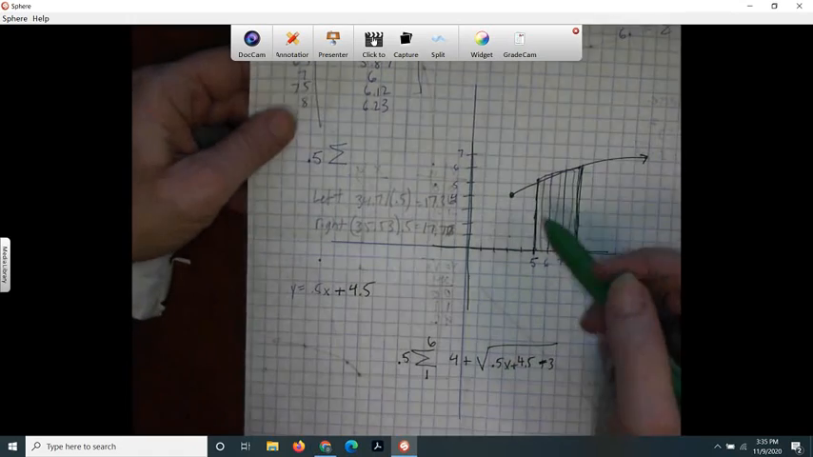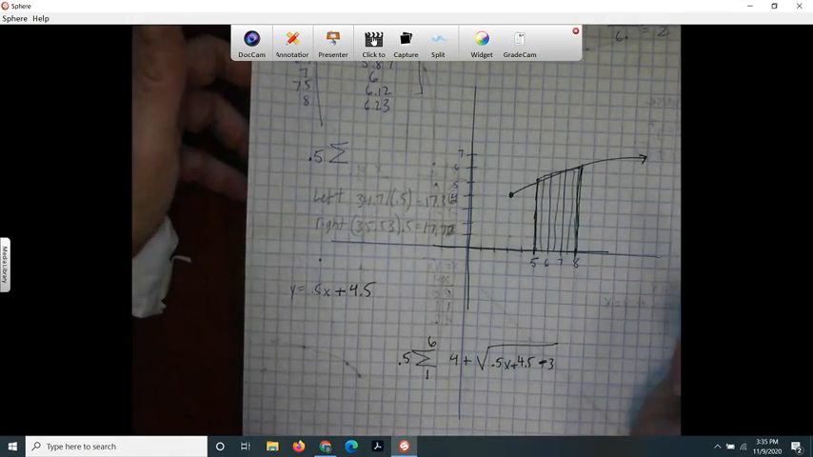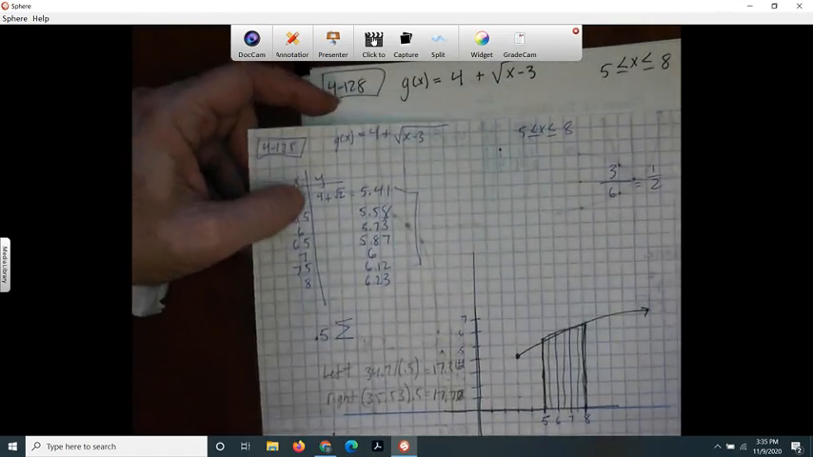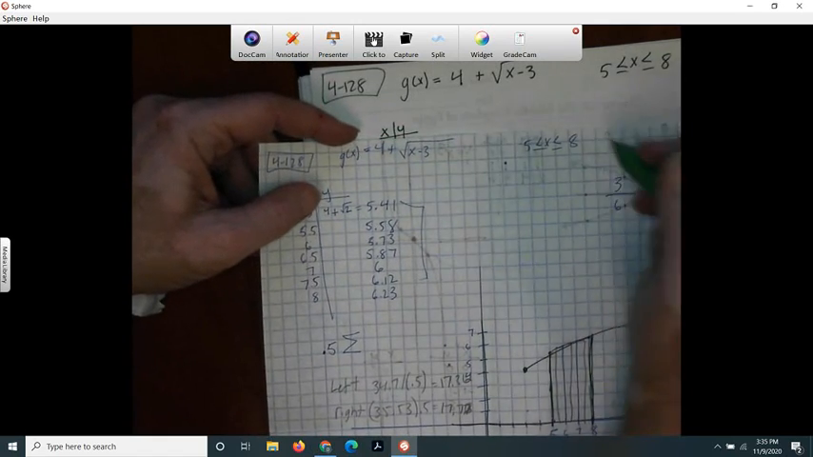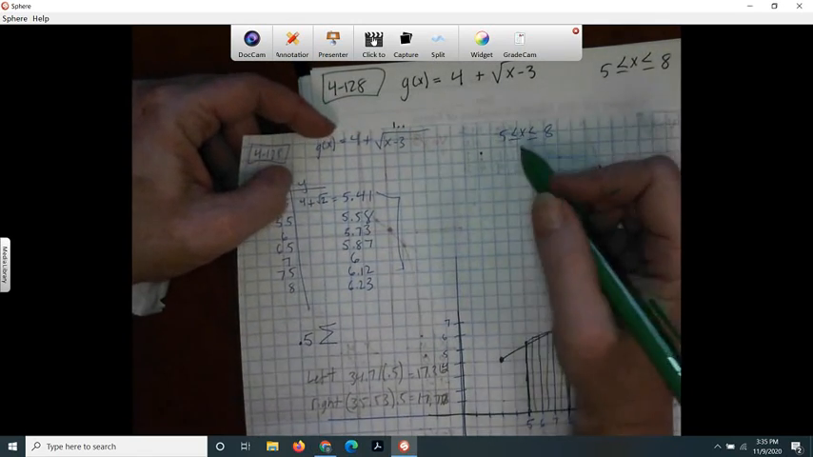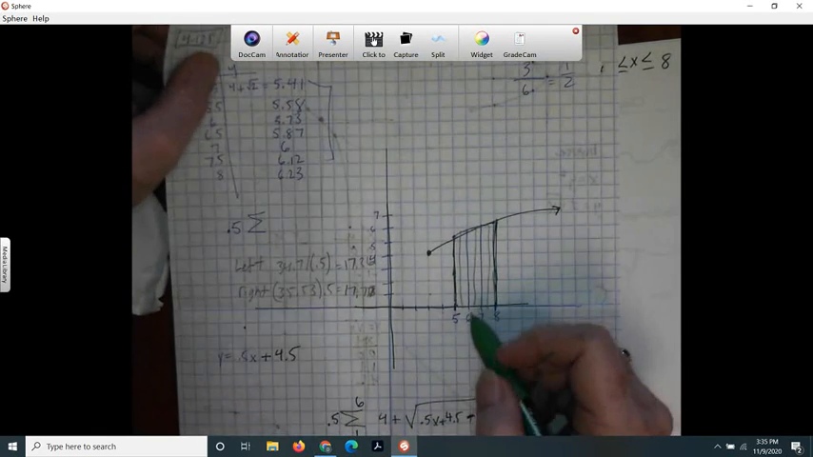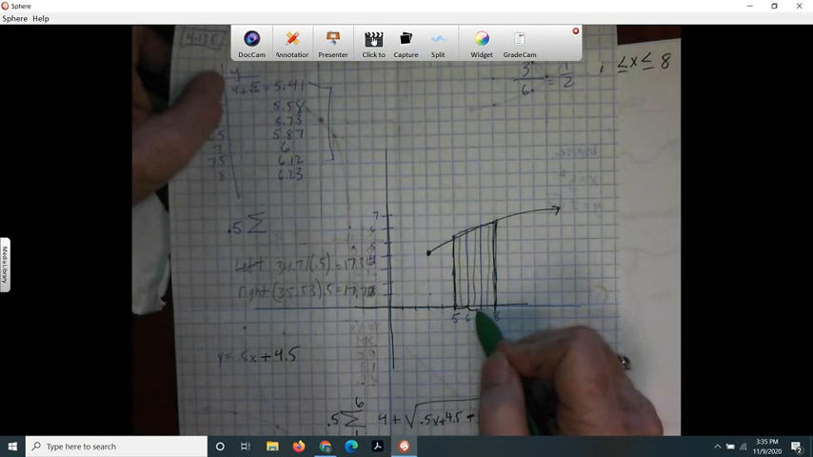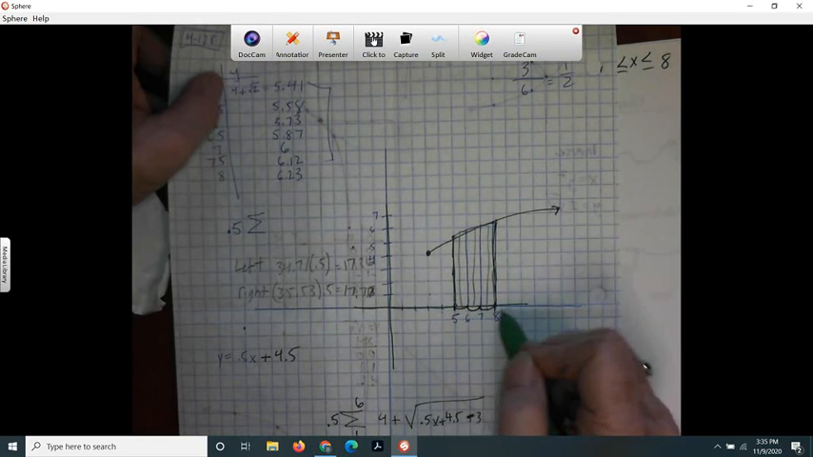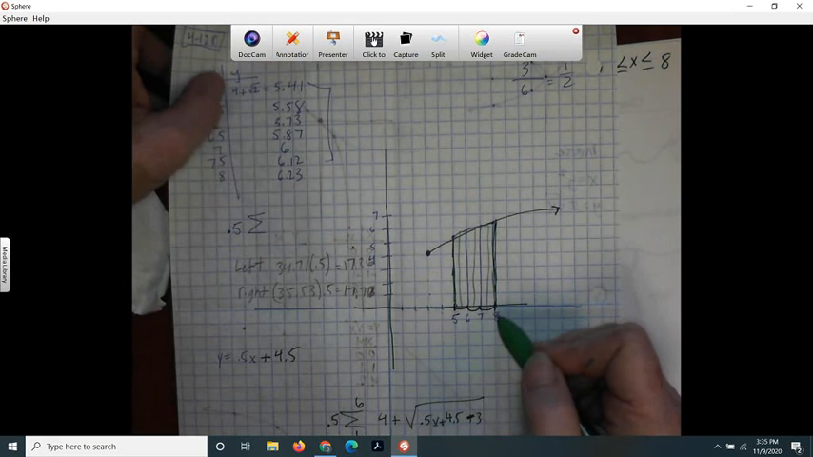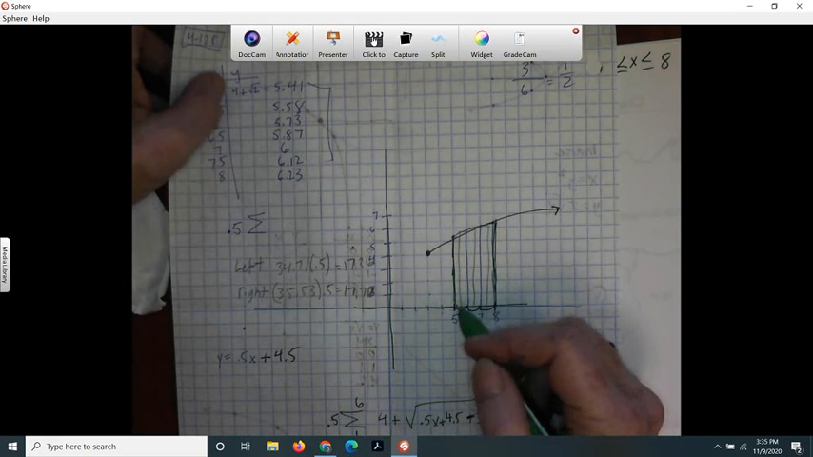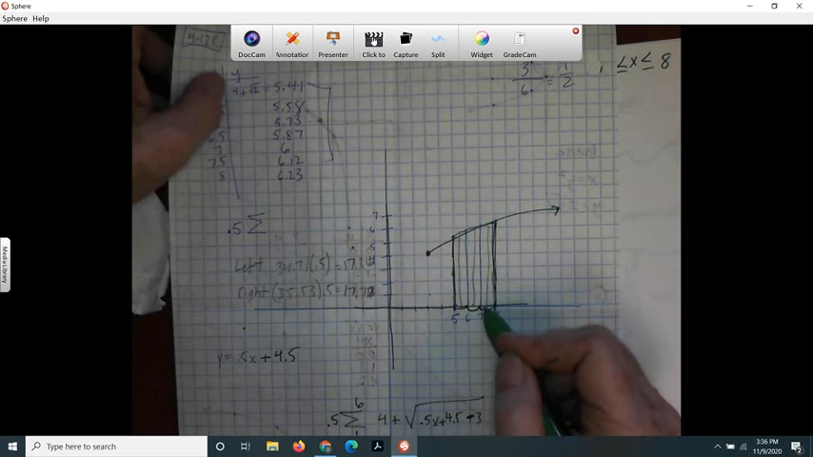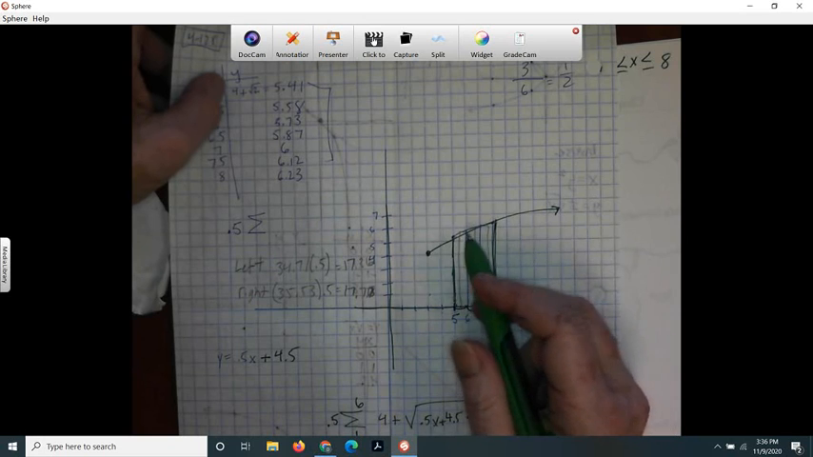So remember, how many rectangles do we need? 6, right? They told me I need 6 rectangles. Between 5 and 8, 8 minus 5 is 3, and I need 6 rectangles. So if I just count up by a half, 5, 5 and a half, 6, 6 and a half, 7, 7 and a half, 8, that gives me my rectangles.